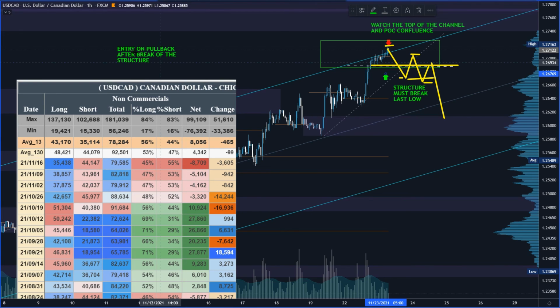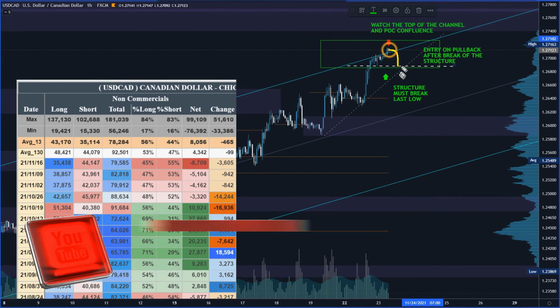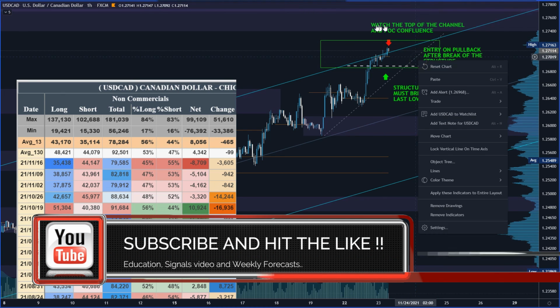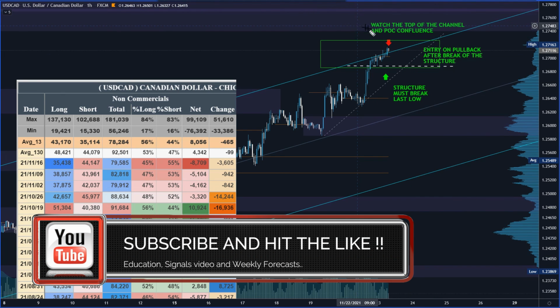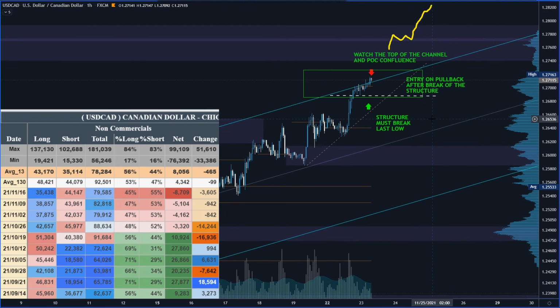So we need to see this as well, and then where we're going to enter is on that pullback. So that's the trade I will be watching for. Of course, trading is a probability game. What can happen is that the price will still continue higher. We will not get the structure break. That means that this thesis of mine, what I am expecting, is invalid. So I'm not going to have a trade. That can of course happen as well.